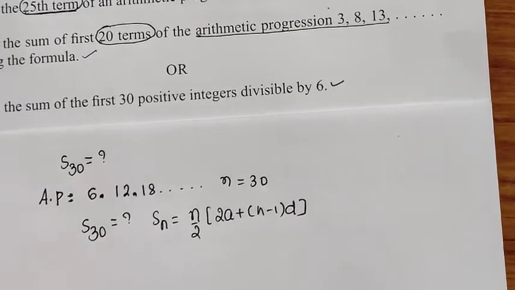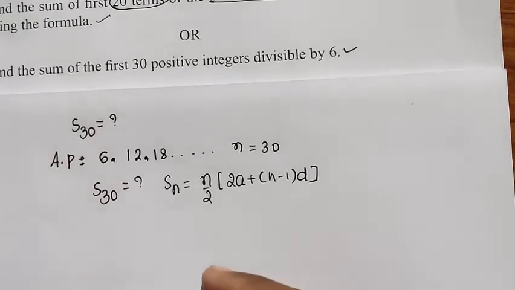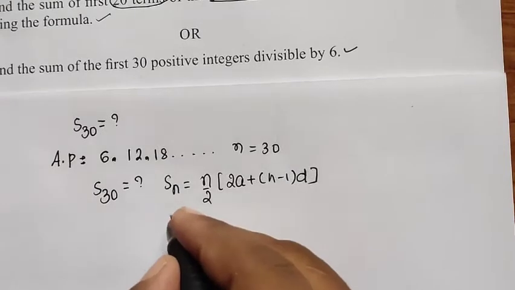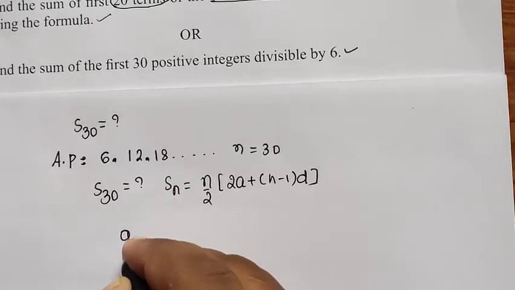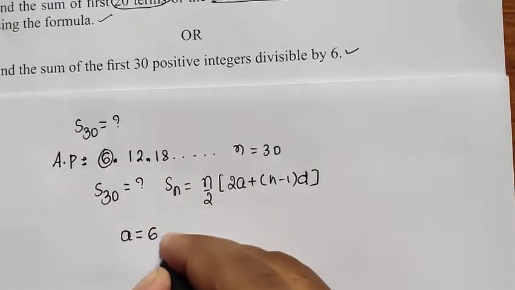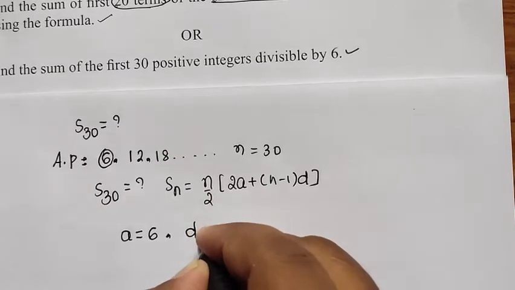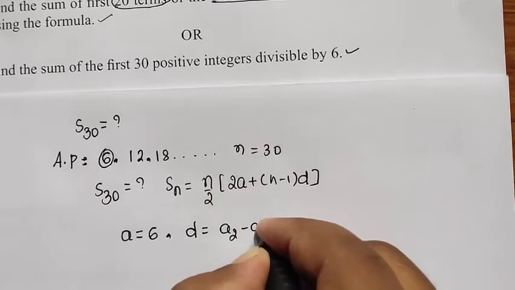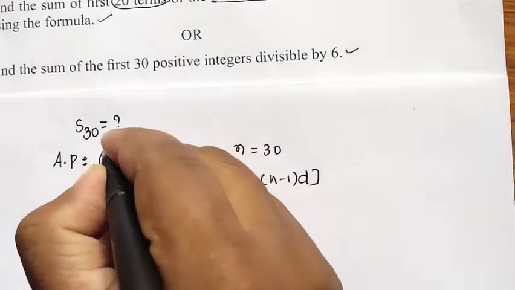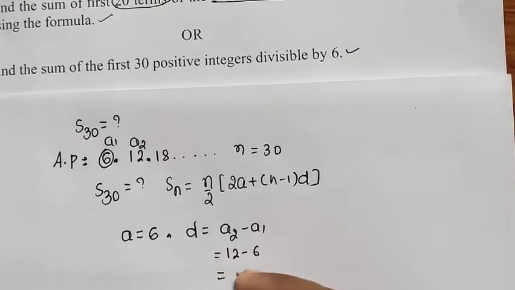So this is the formula. From this formula you have to calculate what the sum of 30 terms is. So n is given here, so you can easily calculate it. And you should know a. In the AP you can see which is the first term, 6. a is the first term, and what is the common difference? The common difference is given by a2 minus a1. So this is the second term you have, this is the first term you have. So 12 minus 6 is how much? 6. So this is the common difference.